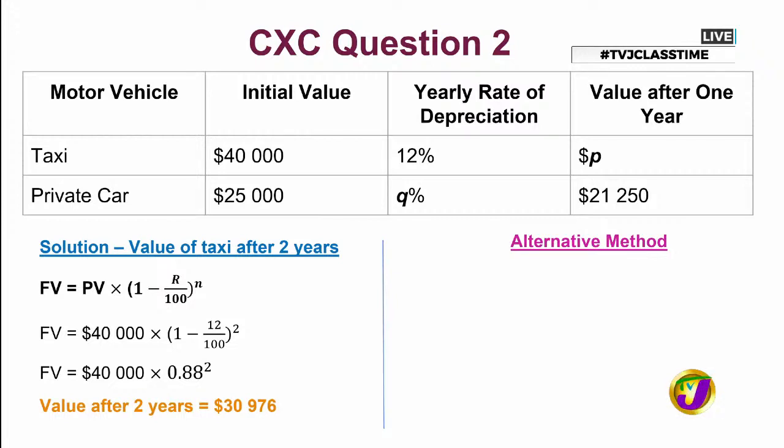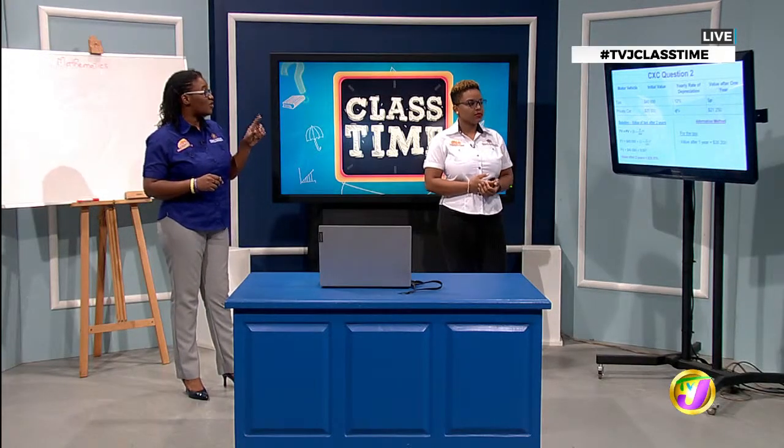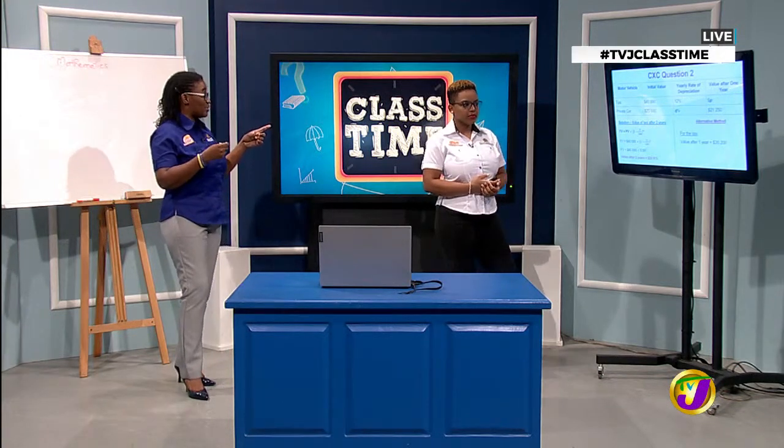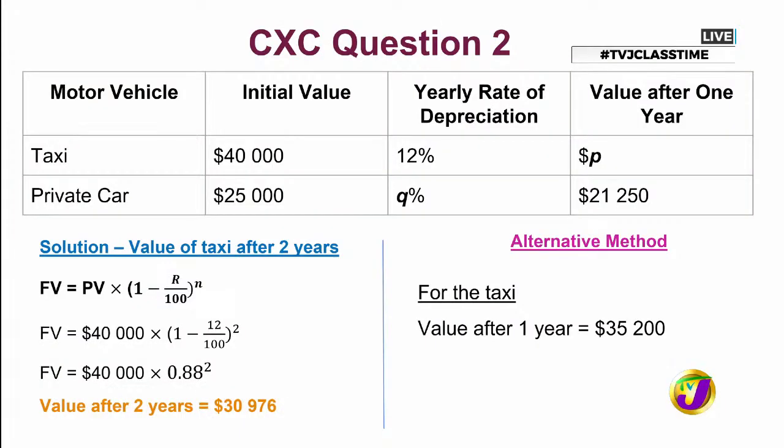But there is an alternative method that we could have used. Remember that this question started out by asking us for the value of P, which we already found. P is the value after 1 year. So we're saying that when we get to this question, we already know what the taxi value is after 1 year.